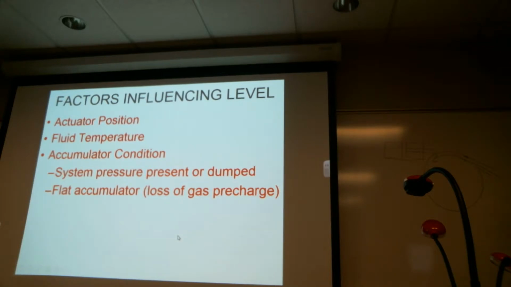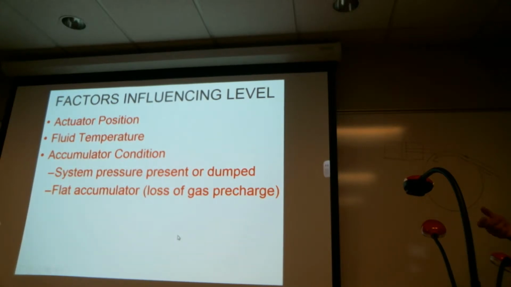The other thing that would potentially change the level in the reservoir for many systems would be the accumulator. And I put accumulator condition. The accumulator has the potential for holding a large volume of hydraulic fluid. It's a pressure storage tank. You can think of it like a battery in an electrical system that stores energy. So if we use a hand pump to fill the accumulator full of fluid, well, the fluid had to come from somewhere. It takes fluid from the hand pump and pushes it into the accumulator. So of course the level of fluid in the reservoir will drop.